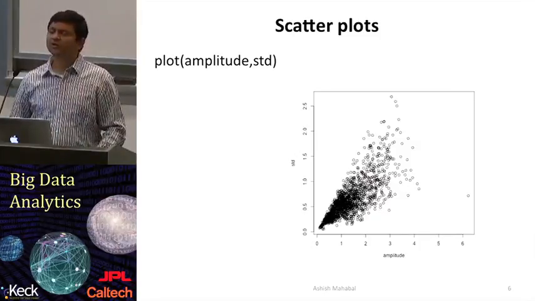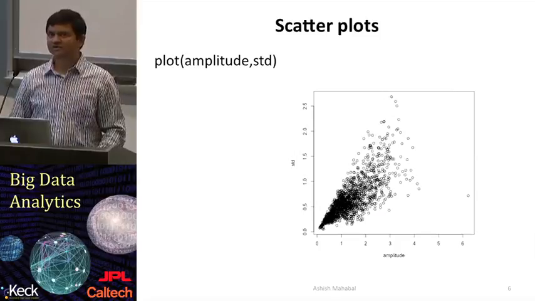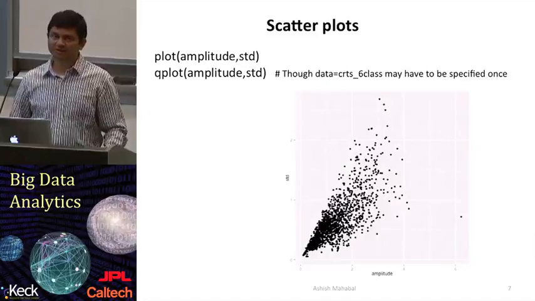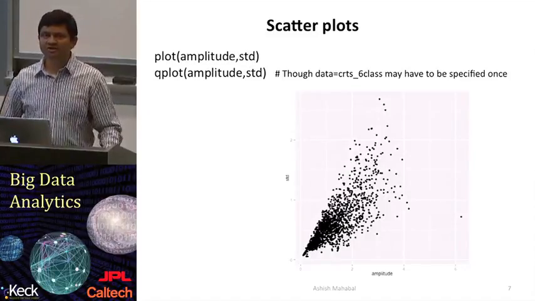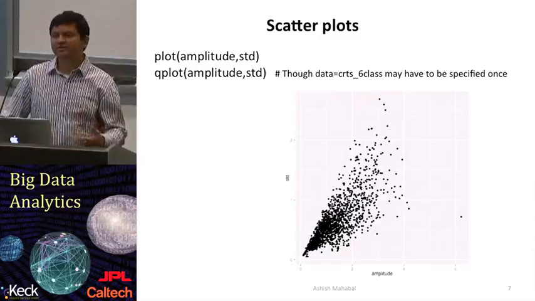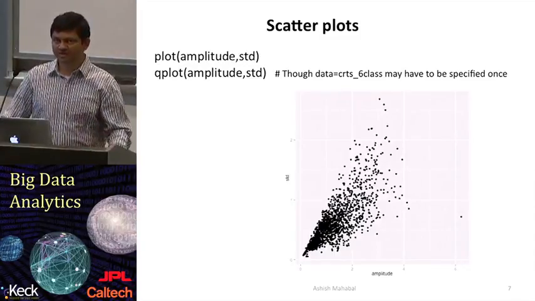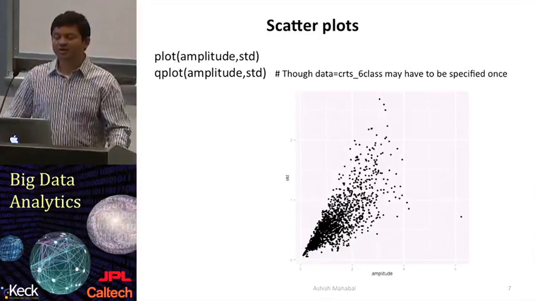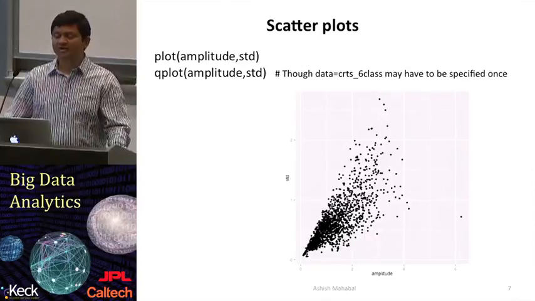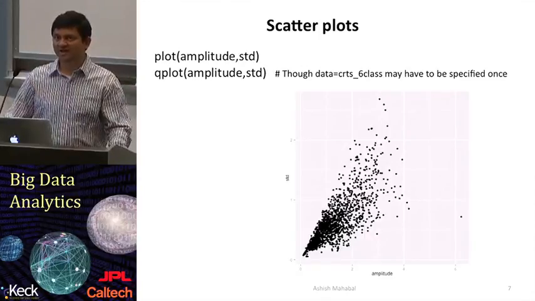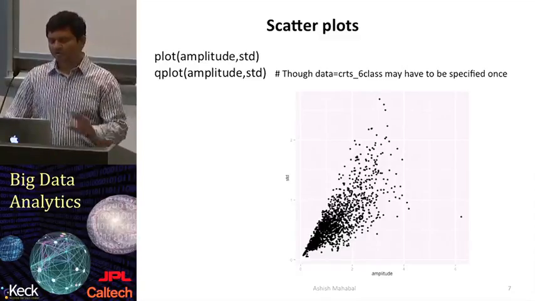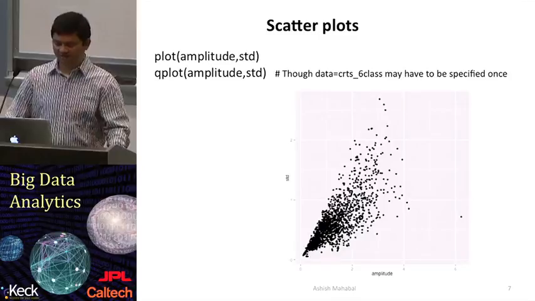Now, ggplot2 has 2 different techniques: qplot, which is the simpler one but not as powerful, and ggplot, which is the more powerful, and that's the one that you should be using. But we also should see how qplot can be used. In the case of qplot, which has essentially been written to do a mapping to the base graphics, you can simply say qplot(amplitude, std), and you'll get the same functionality. In this case, of course, the data equal to CRTS_6class has to be attached at some point before, otherwise you have to stipulate that as an argument. And the plot looks slightly different, but it's exactly the same functionality.